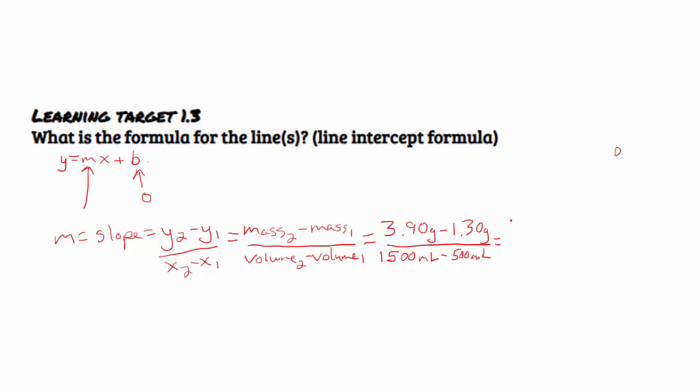which gives us 3.90 minus 1.30 is 2.60 grams all over 1500 ml minus 500 ml, 1000 milliliters, which equals, in a nice decimal format, 0.0026 grams per milliliter. And this makes sense because remember, water has a density of 1 gram per milliliter, and we would expect a gas to be much less dense than water. So that means our equation of a line is y equals 0.0026x plus 0. Or you could just have y equals 0.0026x.